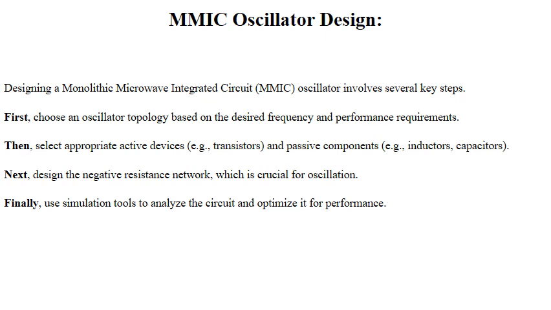MMIC oscillator design. Designing a MMIC oscillator involves several key steps. First, we have to choose an oscillator topology, based on the desired frequency and performance requirements. And then we have to select appropriate active devices, such as transistors, and besides the active devices, we also need to select the passive components, the inductors and capacitors. Next, we need to design the negative resistance network, which is crucial for oscillations. Finally, we need to use simulation tools to analyze the circuit and optimize it for performance.